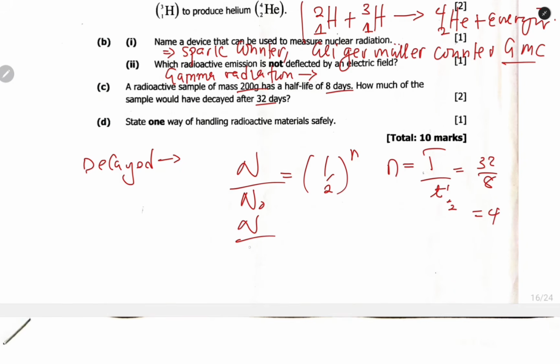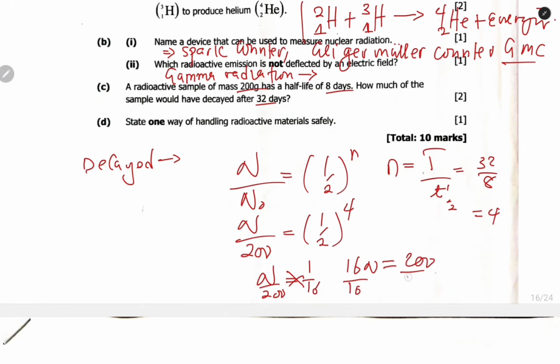So the remaining over the initial 200 is equal to half to the power 4. Now indices we apply. This is just the same as 1 to the power 4 divided by 2 to the power 4, which is just 1 over 16. So what we have is N over 200 is equal to 1 over 16. We cross multiply, we are going to have 16N equals 200. N, I'm sure you should be able to find 12.5 when you divide here.